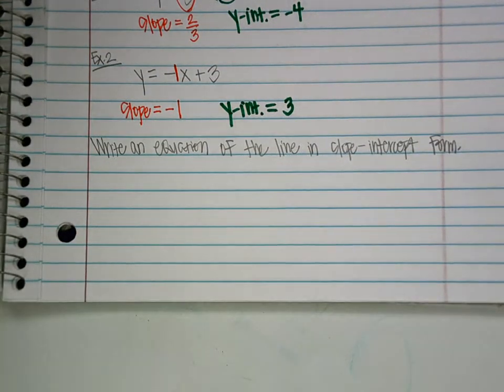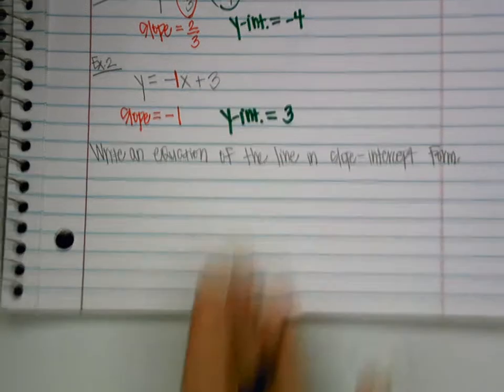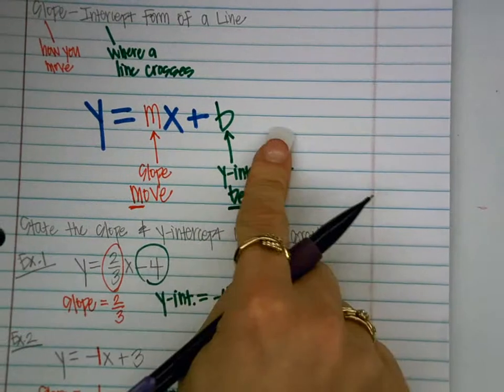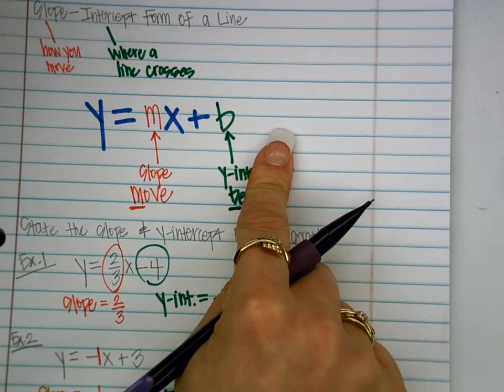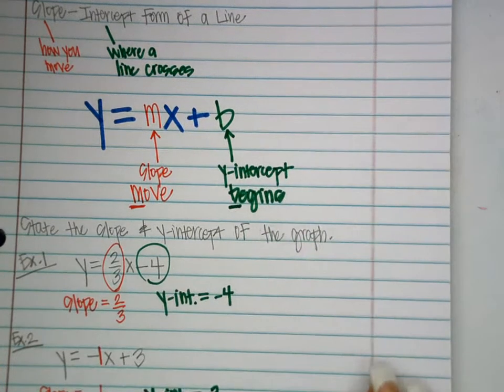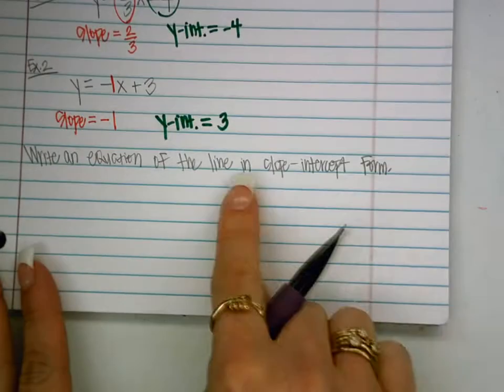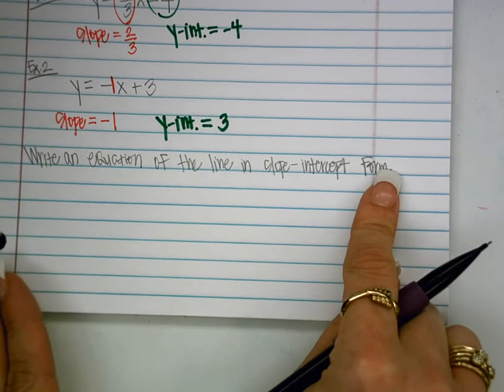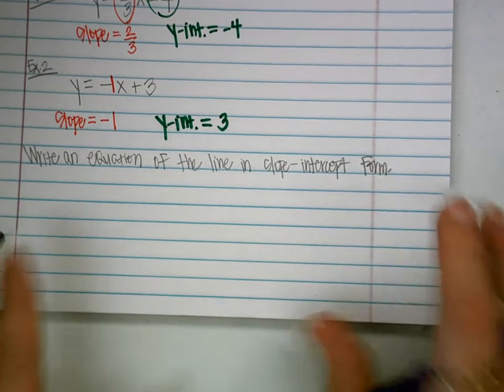Write an equation of the line in slope-intercept form. Do you know what slope-intercept form is? It's this right here. I already showed it to you. y equals mx plus b. That's called slope-intercept form. For some reason, when we start calling it things, it gets way more confusing. It's just y equals mx plus b form.